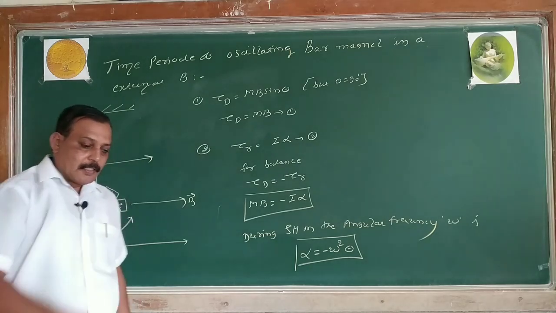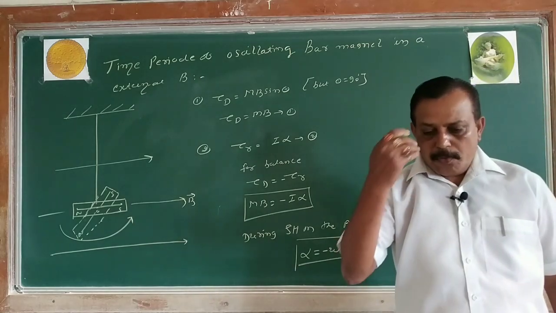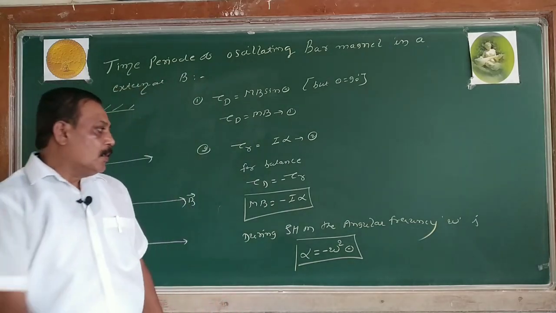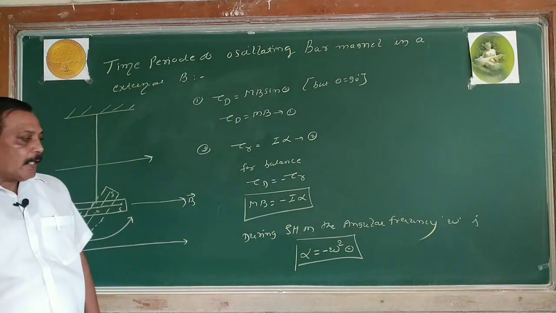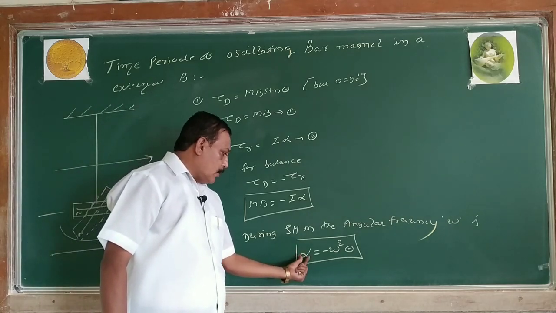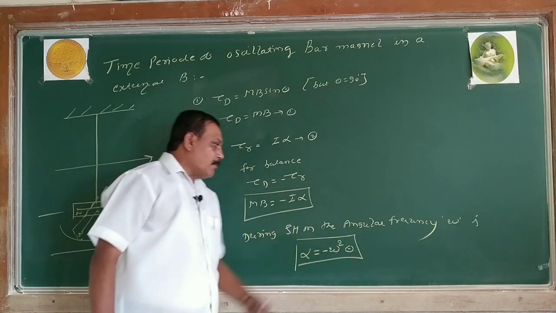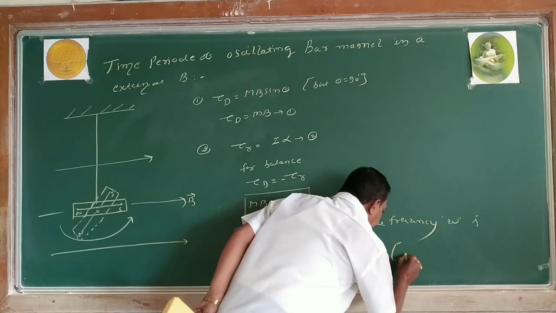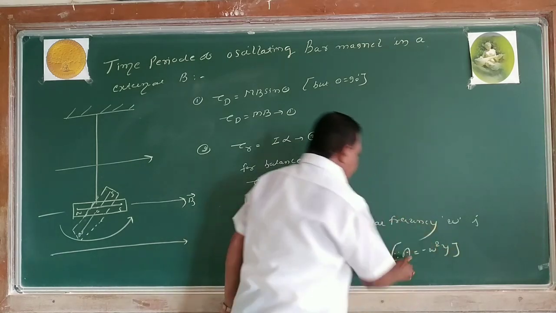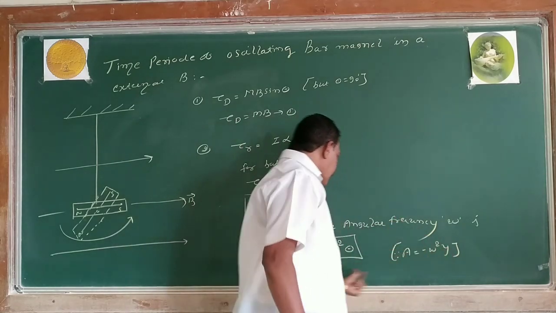We know that the linear displacement y equals a sin omega t. When it is differentiated twice, we get acceleration. Acceleration equals minus omega square into y. In SHM, linear acceleration is replaced by angular acceleration, and linear displacement is replaced by angular displacement.